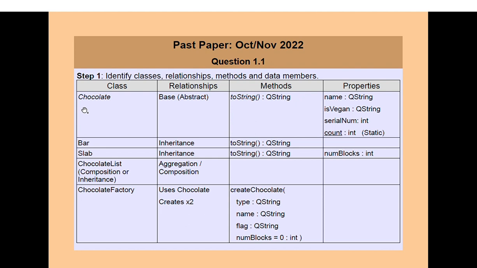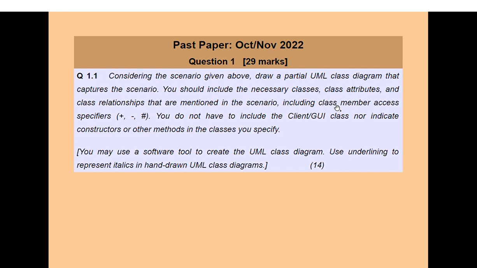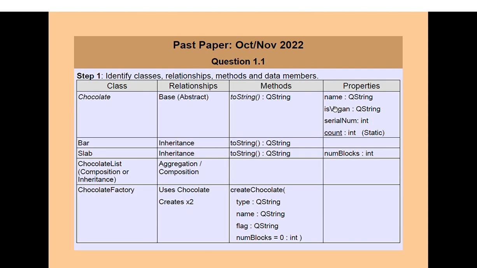So the classes we identified, right? We identified the chocolate class, which is required to be abstract, and that's the base class for inheritance. Then it has a pure virtual toString method, which is what makes it abstract. Then the properties that were identified that all objects need to have is the name, which is a QString, then a flag to keep track of whether it's vegan or not. I've put QString here, but that could conceivably be bool as well. Then every object also has to have a unique serial number, which would be integer.